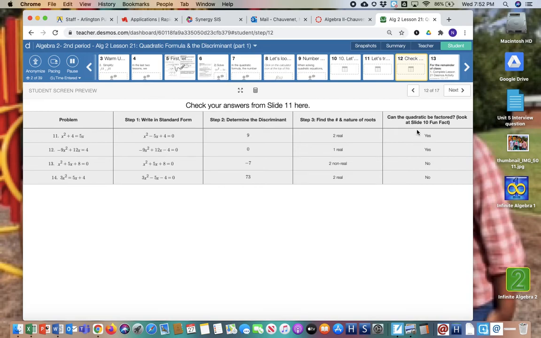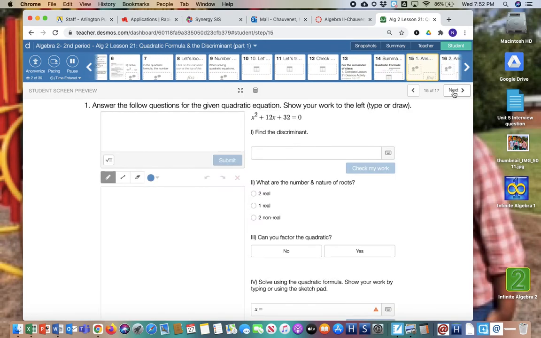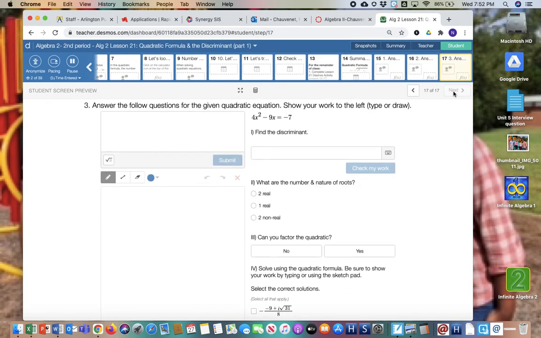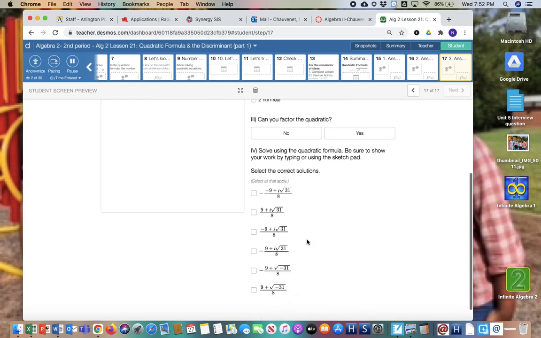And then the practice for the remainder of class is to work on screens 14, 15, 16, and 17. Find your discriminant, tell us what type of roots they are, say whether you can factor it based on whether it's a perfect square, and then show all your work and pick your solution.